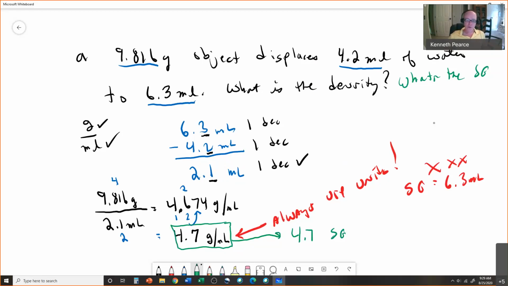Okay. So that's density, and that's specific gravity, and that finishes up chapter 2 for our lab. Okay, so what I'm going to do is I'm going to turn off the recording for a moment.